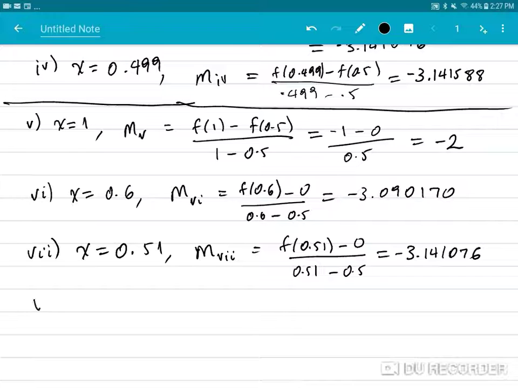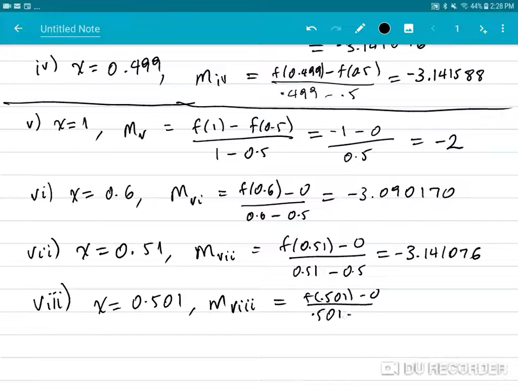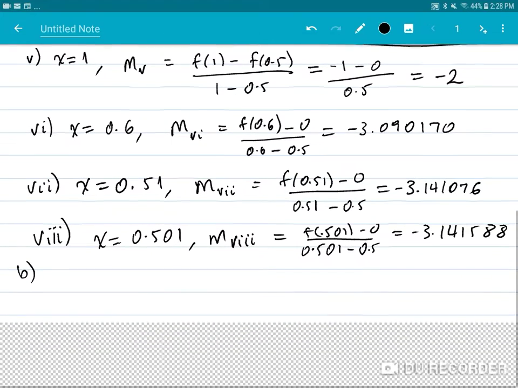And the last one, x equals 0.501. Plug in 0.501. That gives us negative 3.141588. So that's that.